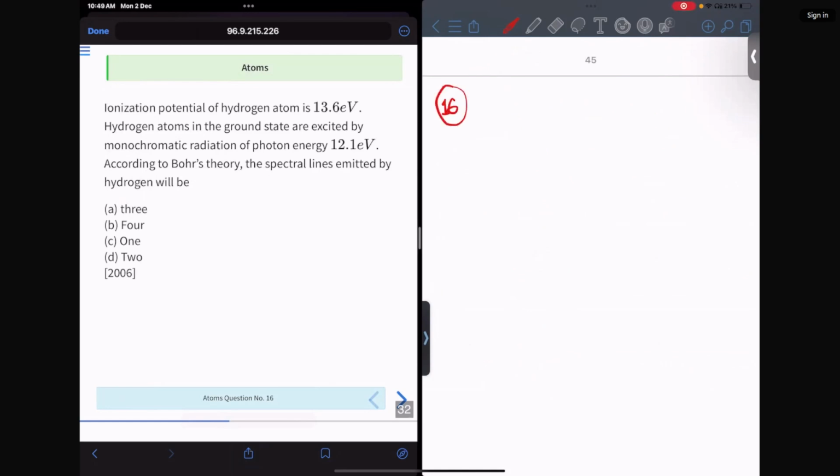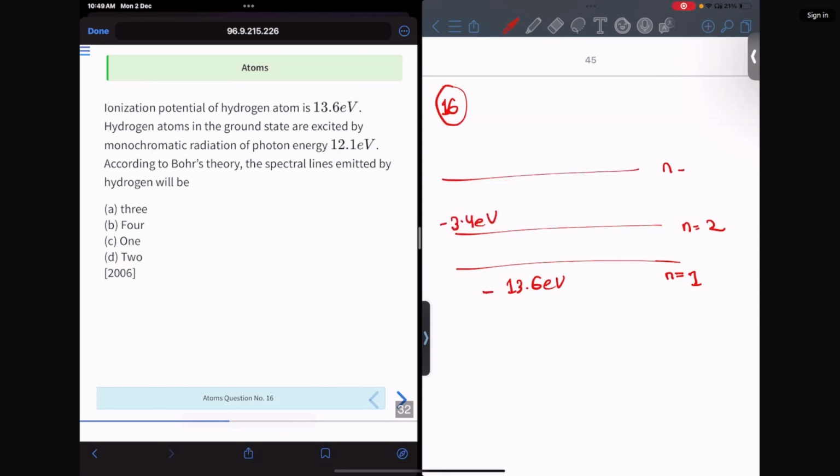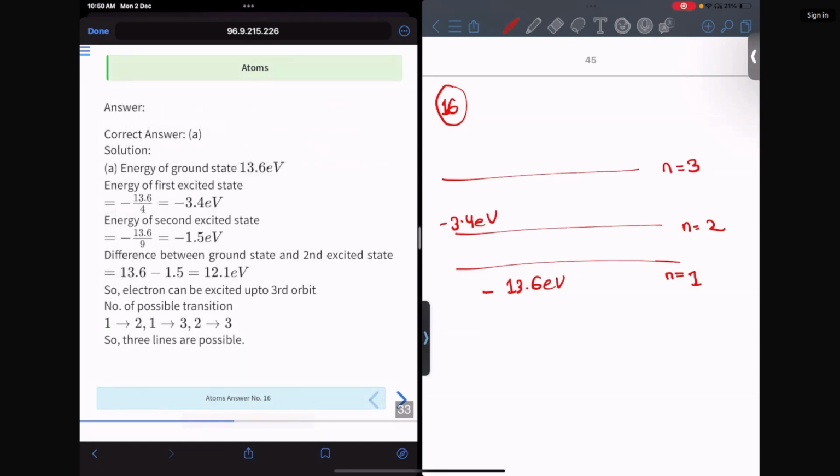Question number 16 says the ionization potential of a hydrogen atom is 13.6 electron volt. The hydrogen atoms in the ground state are excited by a monochromatic radiation of photon energy 12.1 electron volt. Okay, this is N equal to 1 where the energy is minus 13.6 electron volt. This is N equal to 2 where the energy is minus 3.4 electron volt. This is N equal to 3 where the energy is minus 1.5 electron volt.